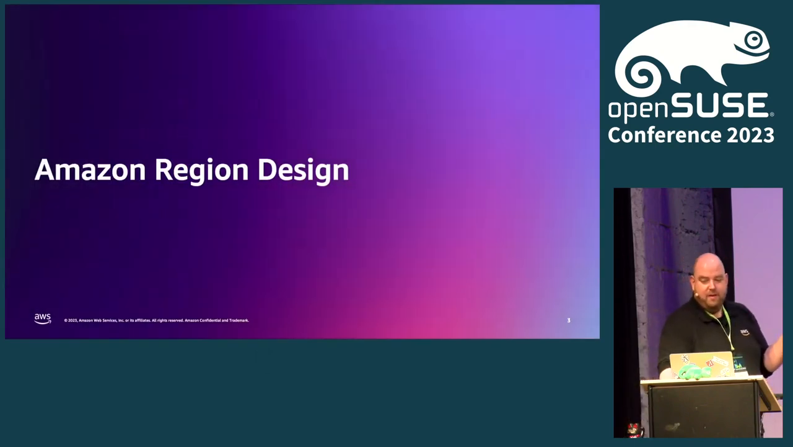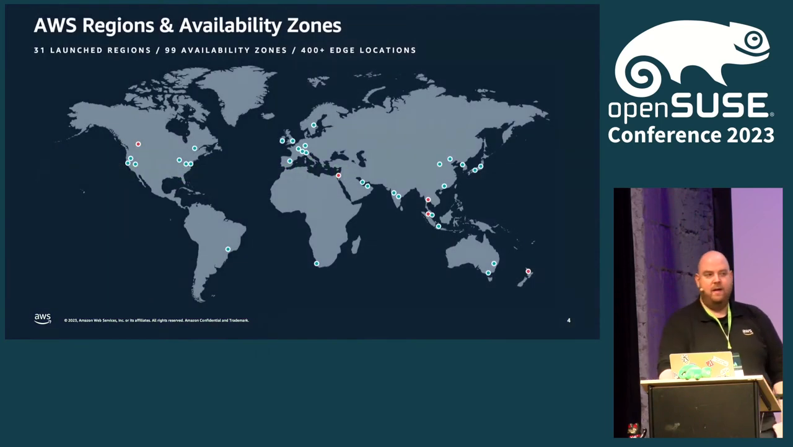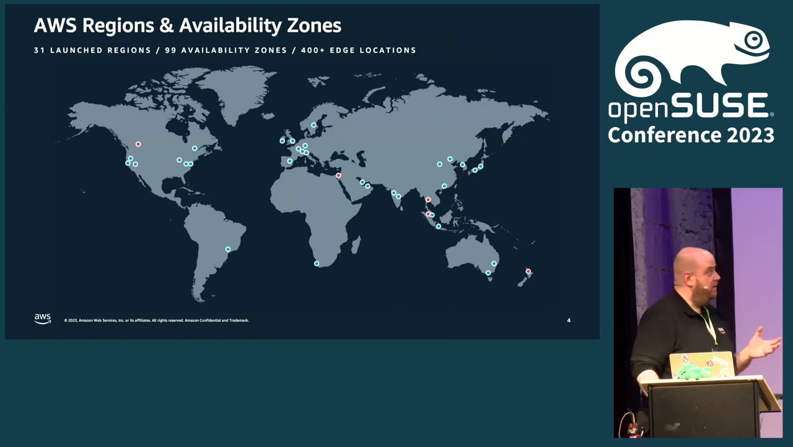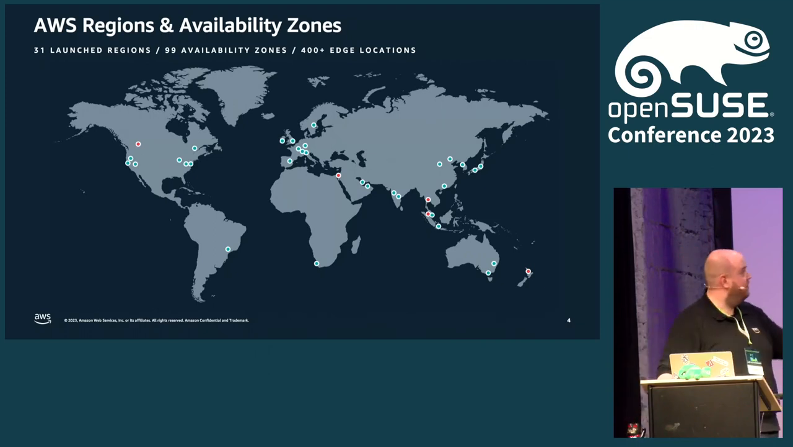I want to briefly talk about the Amazon region design, mainly how Amazon defines regions and availability zones. AWS has 31 regions and 99 availability zones around the globe. Five new regions are coming soon. These are the red ones, and these are Canada West, Israel, Thailand, Malaysia, and New Zealand.